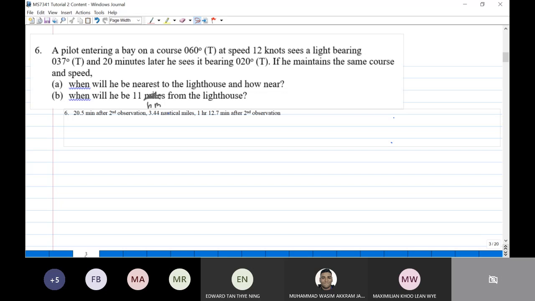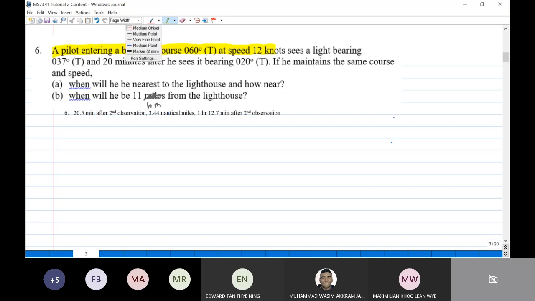So this is a pilot here. A pilot entering a bay on a course of 60 degrees. Let's see, use the cut. The pilot entered on a course of 60 degrees at a speed of 12 knots. Okay, let's try to draw the picture.